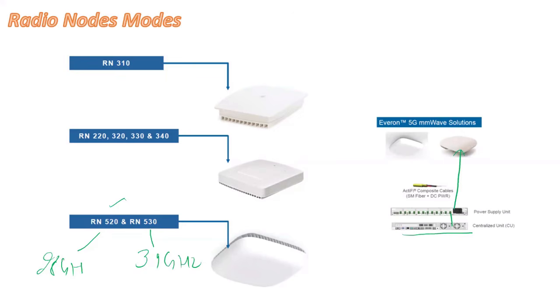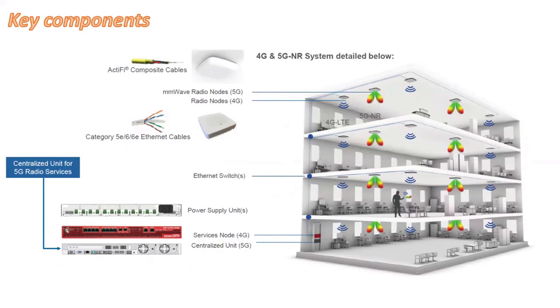Only three components are required in case of 5G: radio node, power supply unit, and the centralized unit. So this is what we have seen, that we have the centralized unit for 5G, then we have the power supply unit, and then it's connected to the radio node of 5G. And in case of LTE, we require a service node, and the service node is connected to the aggregation node, and then PoE, and then it's connected to the radio node.